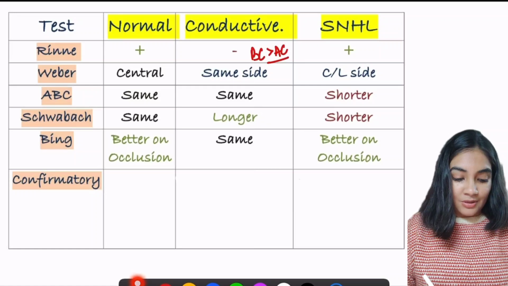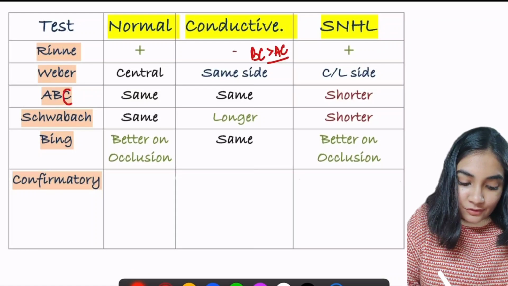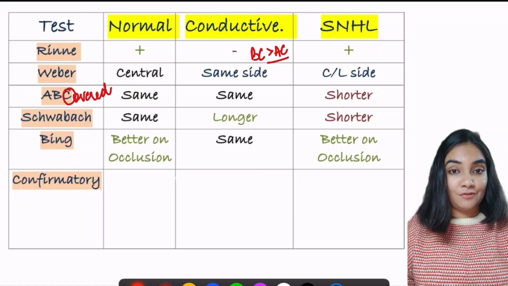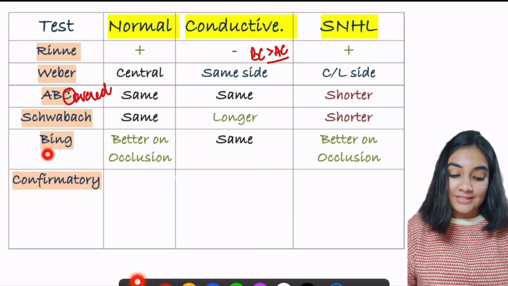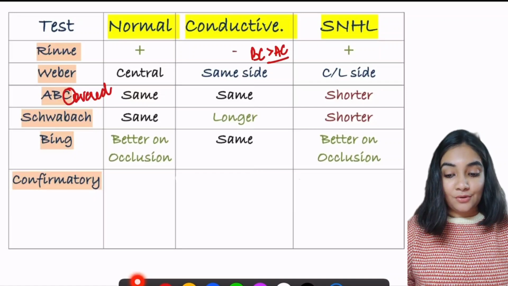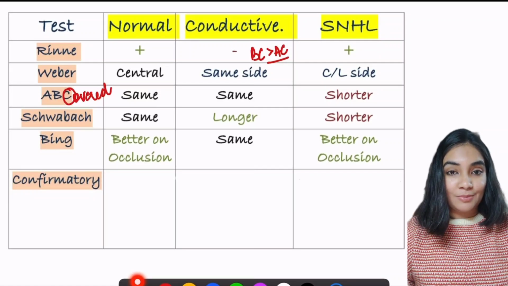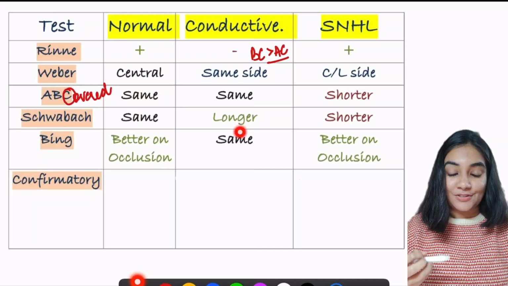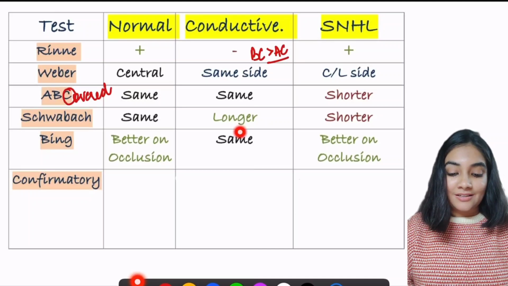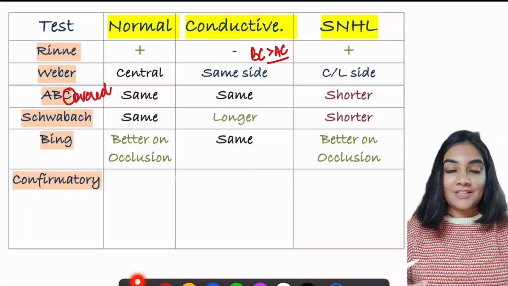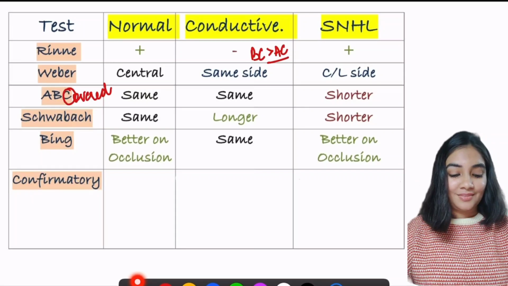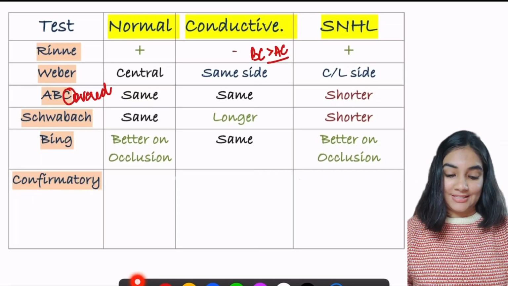Why? Because ABC is C for covered. So a conductive deafness patient cannot be differentiated from a normal patient here. Bing's test, we have better on occlusion in SNHL because there is no disturbance from outside. But in case of conductive deafness, it is same because anyways the patient cannot hear from the outside. Let's see the confirmatory tests now.